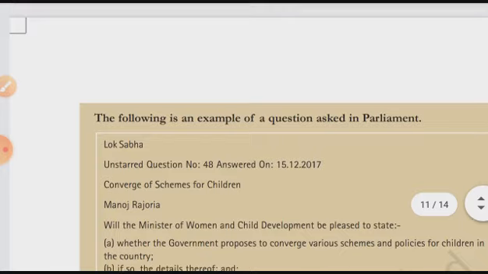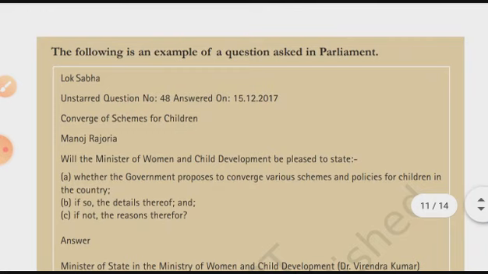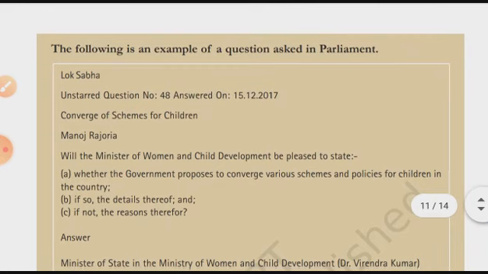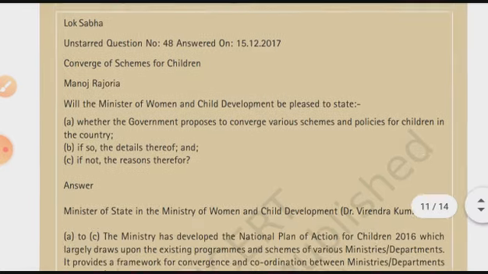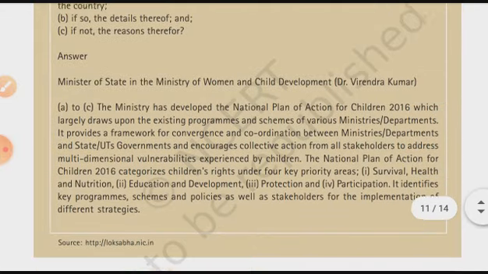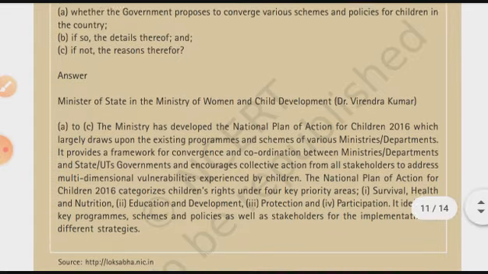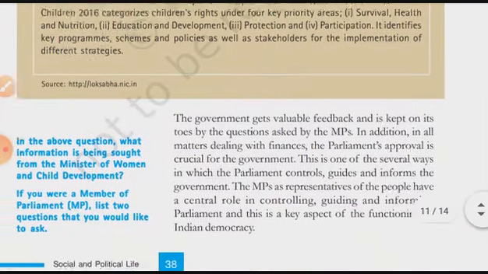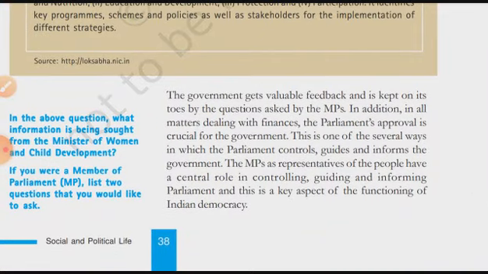Then the following is an example of a question asked in the parliament. Here they have given one example, and you can see how it works. It is from the 15th of December 2017, showing how the question was raised in the parliament. You can read what happened over there and how the Minister of State in the Ministry of Women and Child Development gave a response to the particular policy.